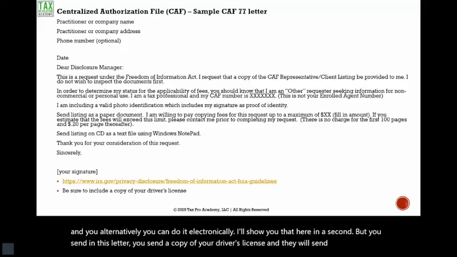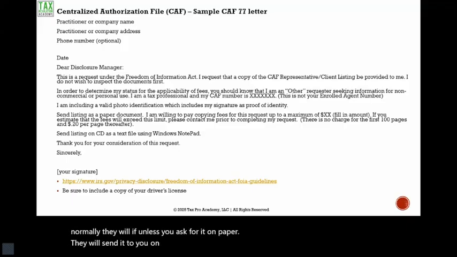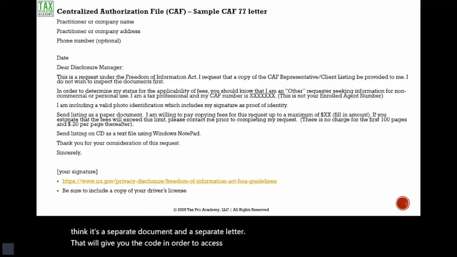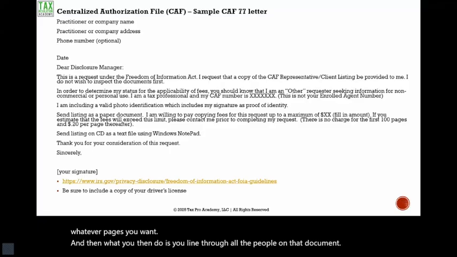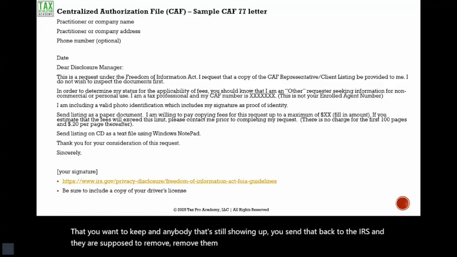Normally, unless you ask for it on paper, they will send it to you on a CD with a text file, and they give you a separate letter that will give you the code in order to access that document. Then you can print whatever pages you want. What you then do is line through all the people on that document that you want to keep, and anybody that's still showing up, you send that back to the IRS, and they are supposed to remove them from your CAF listing.